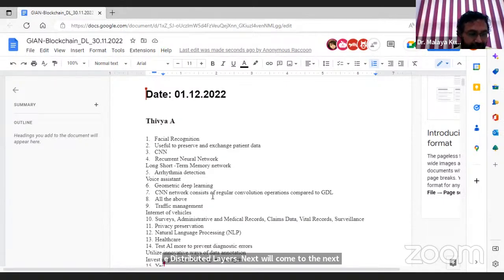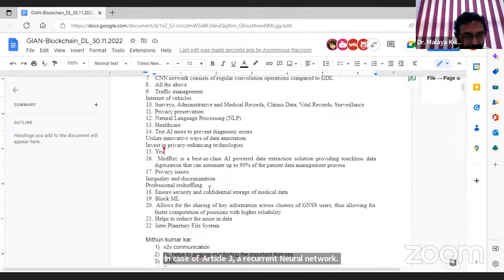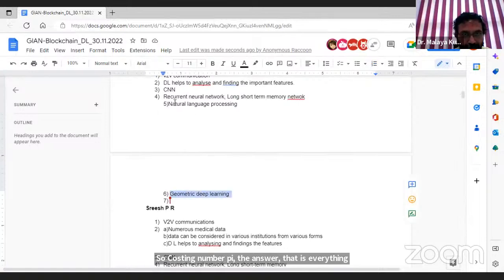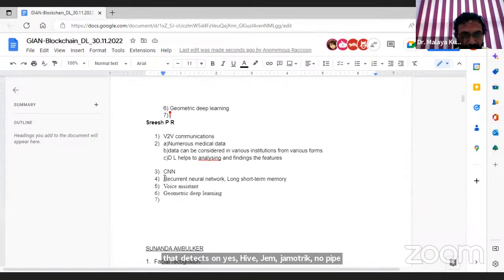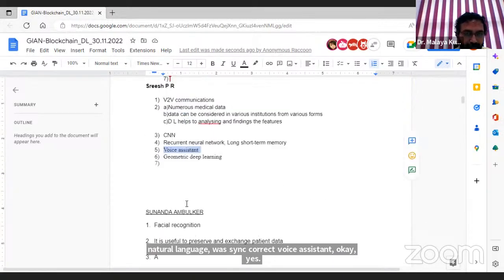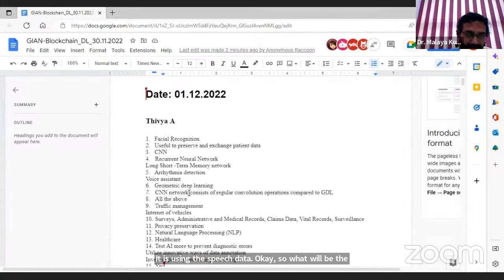Give some applications of RNN where blockchain is used. That means we are basically using blockchain together with a recurrent neural network. So question number 5, the answer: arrhythmia detection. Yes. Natural language processing. Correct. Voice assistant. Okay. Yes, it is using speech data. So what will be the correct answer? What is it where people are using blockchain as well as a recurrent neural network?